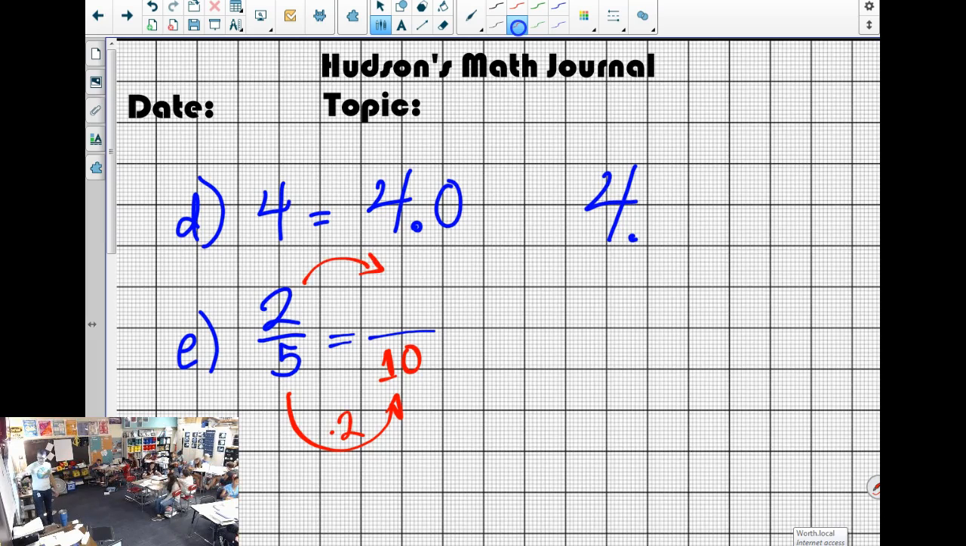So on top is a denominator of 10 going to repeat or terminate? Terminate. So this is actually 0.4, or the proper way to say it, 4 tenths. Right? 4 tenths. It's in the tenths place.